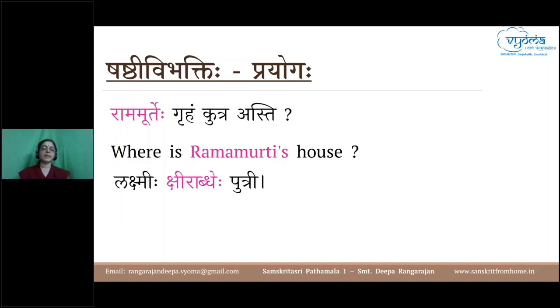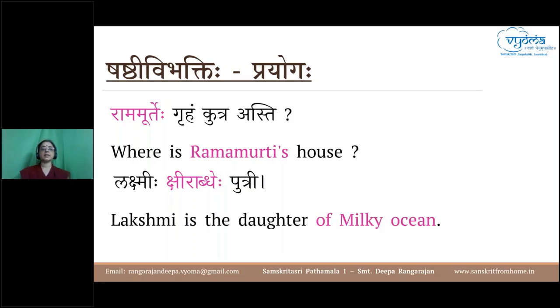House. Uttam. Next is Lakshmihi Shirabdehe Putri. Uttam. So Shiram we know is milk. Abdihi is ocean. The milky ocean or the ocean of milk. Shirabdihi, this also is an ikaranta pulinga shabda. So the shashti ekavachana will be like harehe, shirabdehe. Lakshmi is the daughter of the ocean of milk. Yes, Lakshmi is the daughter of the milky ocean, the book says. Okay, we can say ocean of milk. Uttamam bhagini, dhanyavaadam.